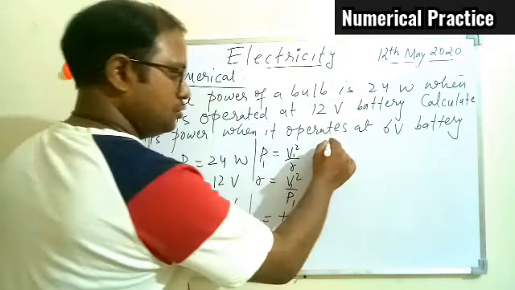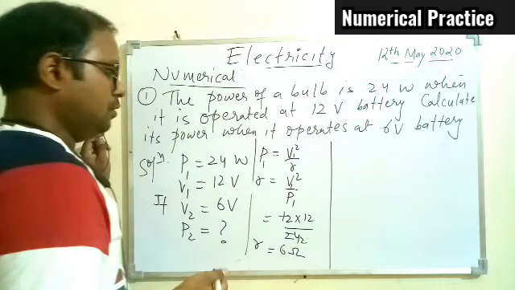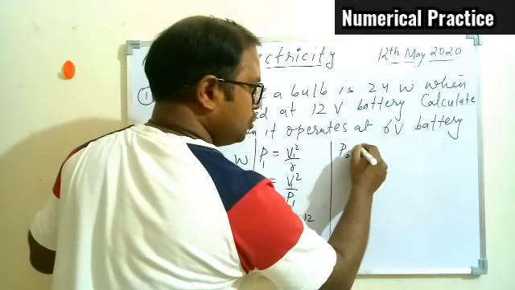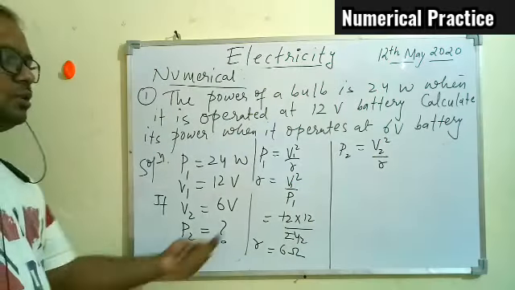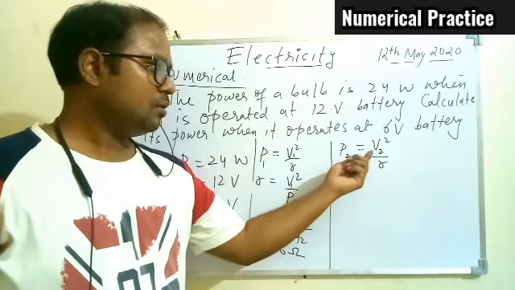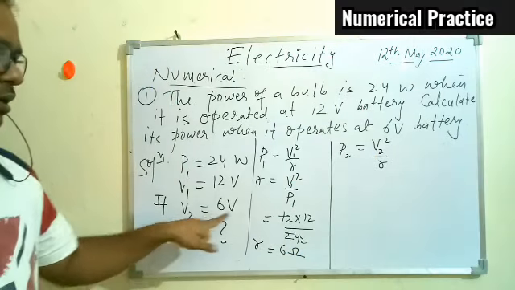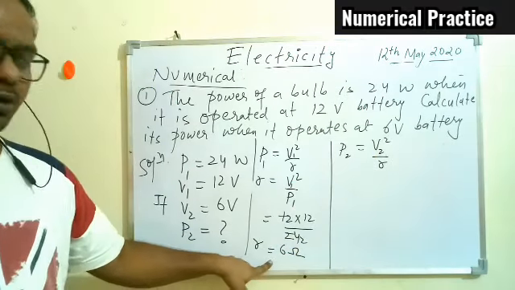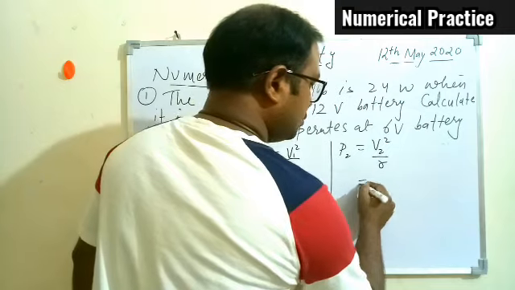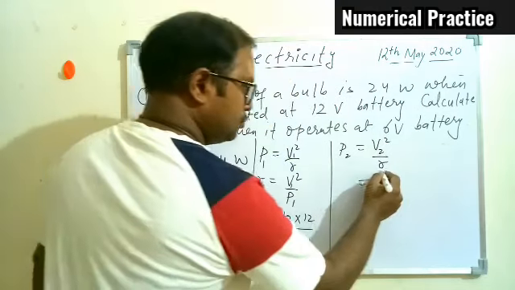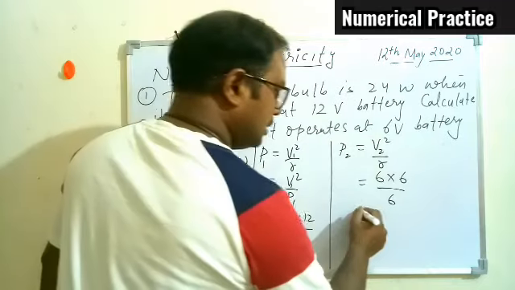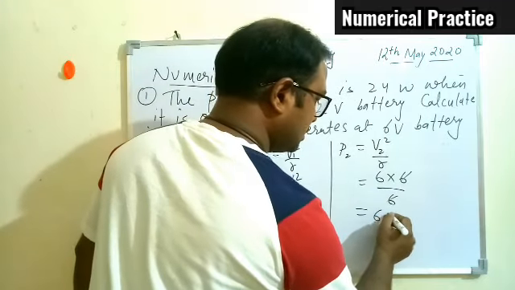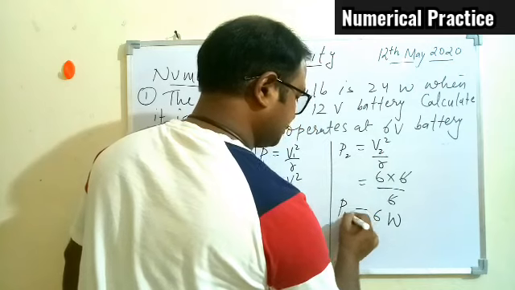Now that will not change. So in case 2, again we have P2 is equal to V2 square upon r. So the power that is to be calculated now, V2 is given to us as 6 volt, r we have calculated, that will not change. So overall, putting the values, V2 is how much? 6 volt. So 6 into 6, and the resistance we have calculated is 6. 6 will get cancelled, so 6 watt.